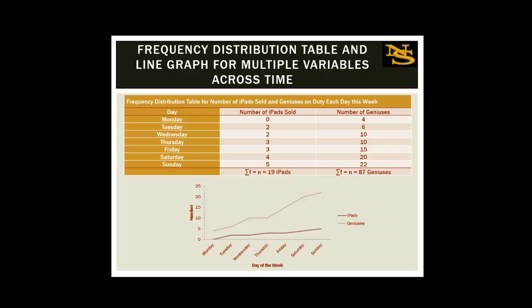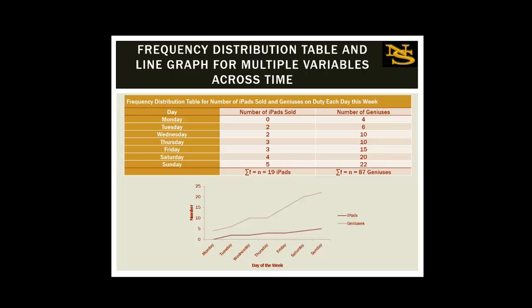So we're looking at each day of the week. Number of iPads sold is represented by the red line. Number of geniuses is represented by the gray line. And this is a great way to display data when you're looking at two different variables across time: to use two color-coded lines, and then you have your timeline along the x-axis.